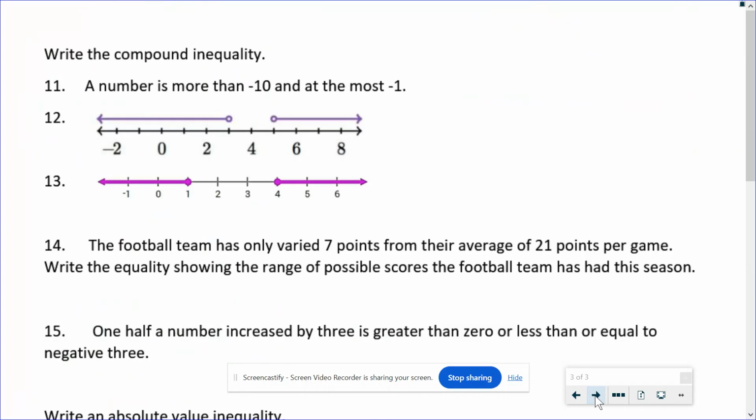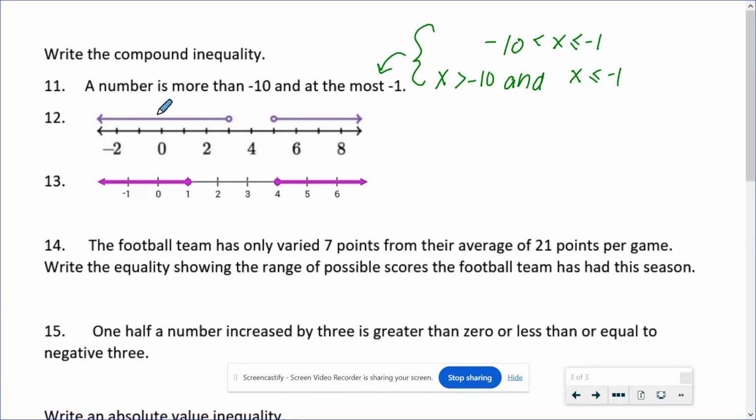Number 11, so all you have to do is write the compound inequality. A number is more than negative 10 and at the most negative 1. So a number is more than negative 10 and at the most, which means less than or equal to negative 1. But we could also rewrite our and compounds by putting the smallest number on the left, negative 10 less than x, which is less than or equal to negative 1. So either of those are the answer to question 11.